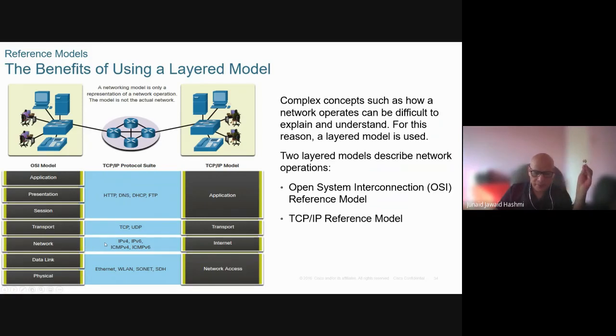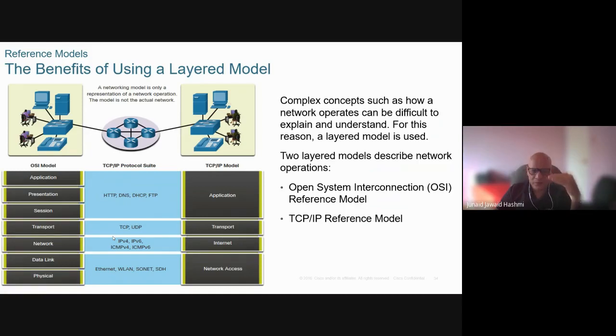Starting from the network layer, they're more involved in hardware. So the network layer deals with the routers. Data link mostly with switches, and the physical layer with cables and connections. So the purpose of using this layered model is just to simplify the whole process.